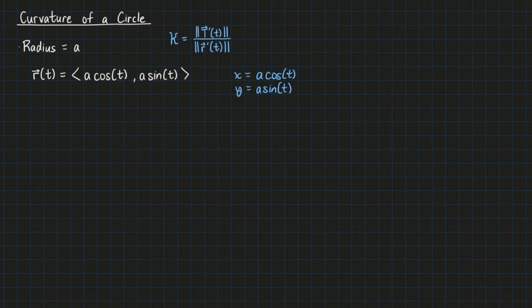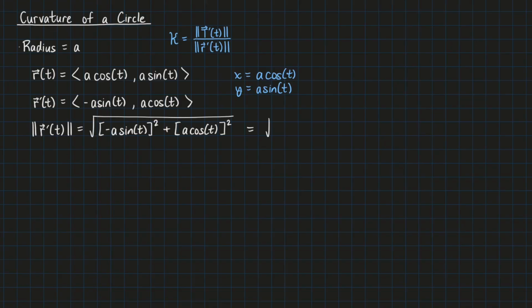This circle is orientated in the counterclockwise direction. If you have a sine of t, a cosine of t, that's in the clockwise direction. But we're not going to be too concerned about the orientation when it comes to calculating the curvature. So r prime of t is negative a sine of t, a cosine of t. Now we need to take the magnitude of r prime of t.